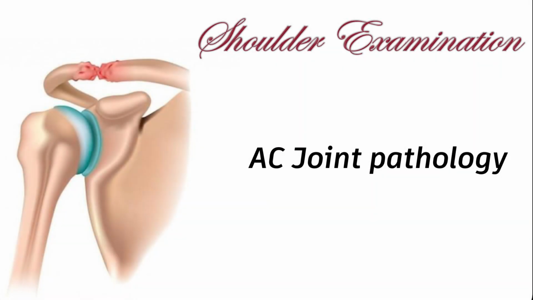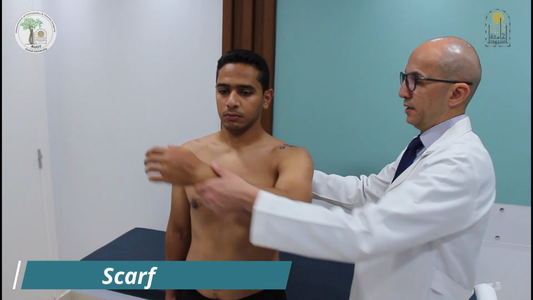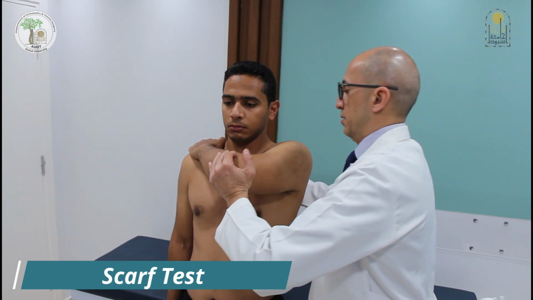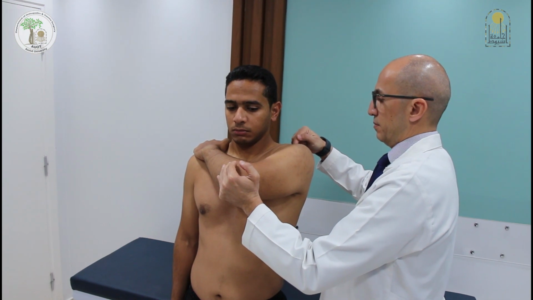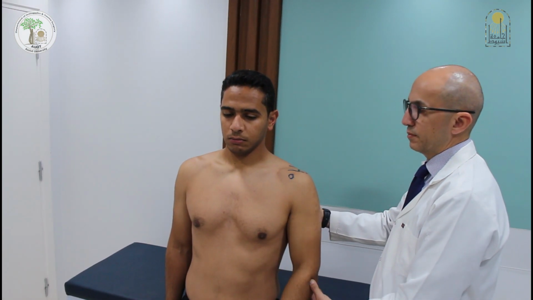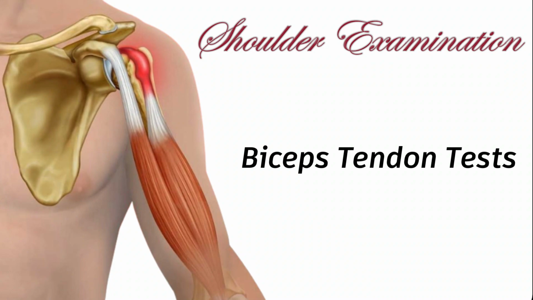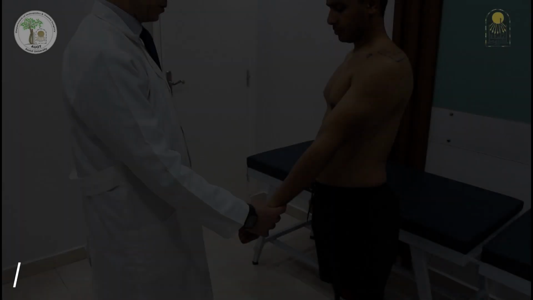Testing for AC joint pathology will mainly depend on local tenderness on the AC joint. We're also able to do the scarf test. The patient puts his arm on the other shoulder, and then we push against the elbow to squeeze the AC joint and elicit pain.